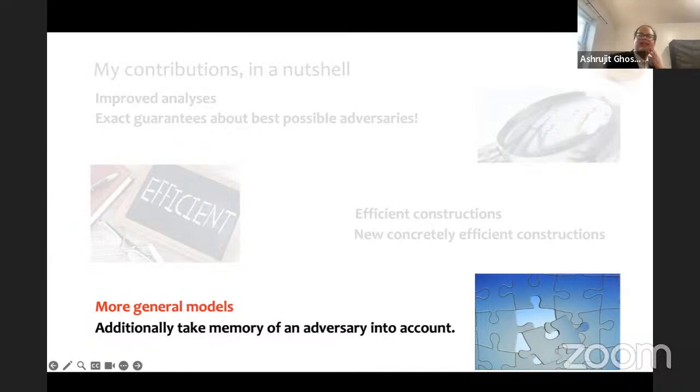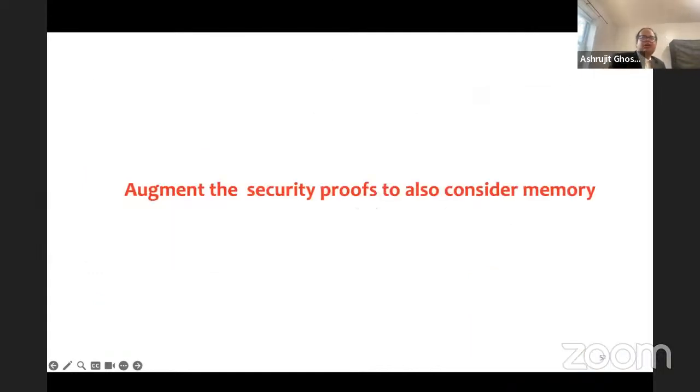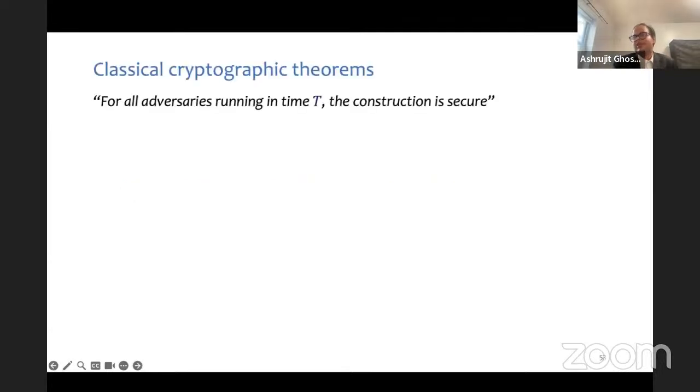Finally, I'll talk about my work in giving general models that paint a more complete picture of the real world. Specifically, I'll describe my work that's augmented security proofs to consider memory of an adversary as a resource. Classical concrete security theorems in cryptography show that against all adversaries up to a certain amount of running time, a construction is secure.